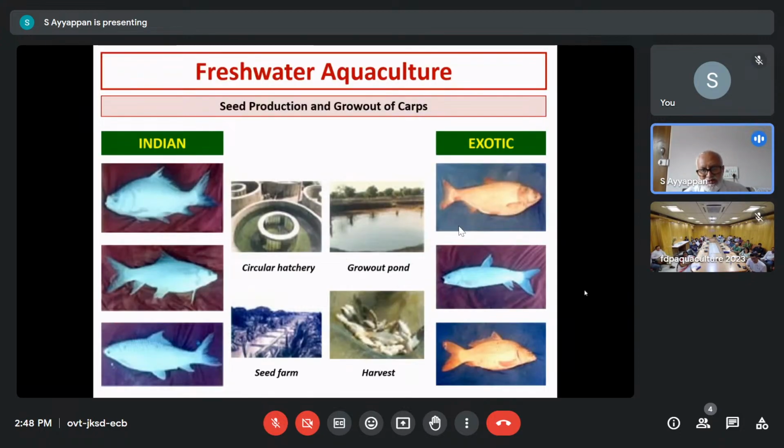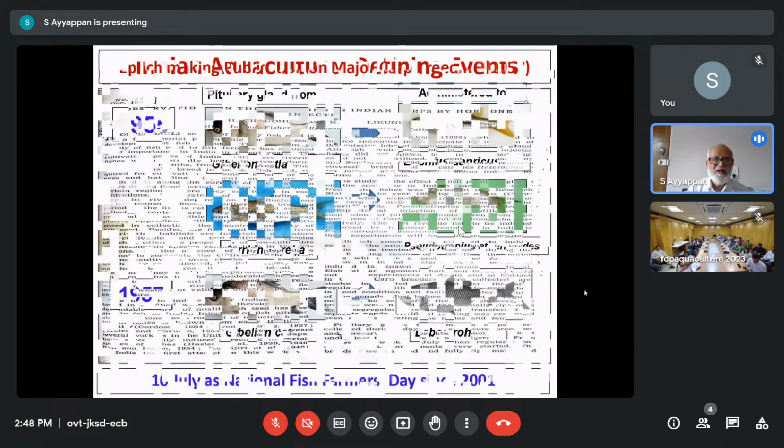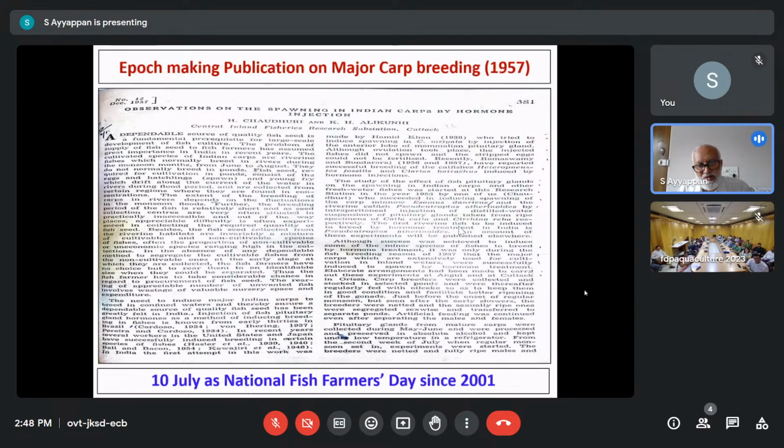And basically, you know all about the 6 species. And this point I would like to mention, 1955 and 1957, I told you the first successes in induced breeding. It's not in open waters, this is in closed waters in the pond system. And this was the first induced breeding in major carp in 1957 by administering the pituitary gland extract. And this paper is very important. This publication came in Current Science, the Indian Current Science, in 1957. Just one page, it made all the difference.